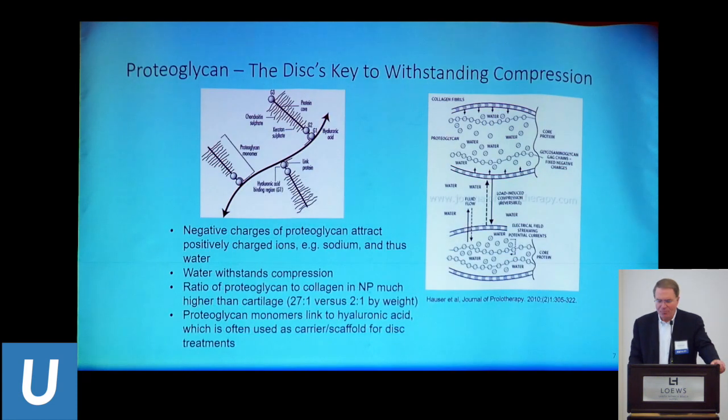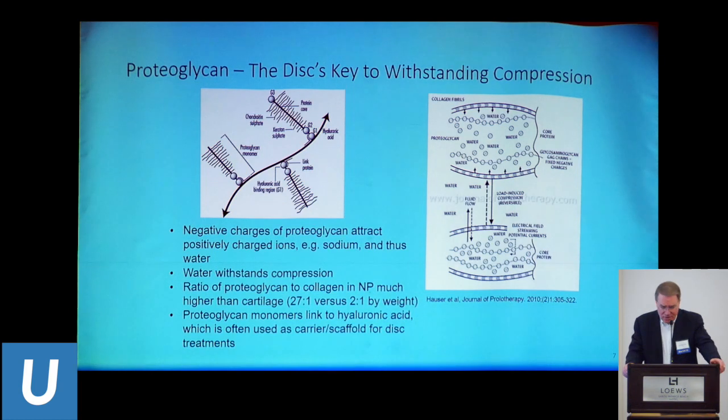And the proteoglycans that are within the nucleus are the key to the hydraulic function of the disc. So the proteoglycans have negative charges. They attract sodium ions, and this is what sets up the osmotic gradient that keeps a disc hydrated. When your disc loses the proteoglycans, this starts a whole process of progressive degeneration of that disc. The disc can't hold on to water anymore, and trying to hydrate it won't work. It doesn't work.